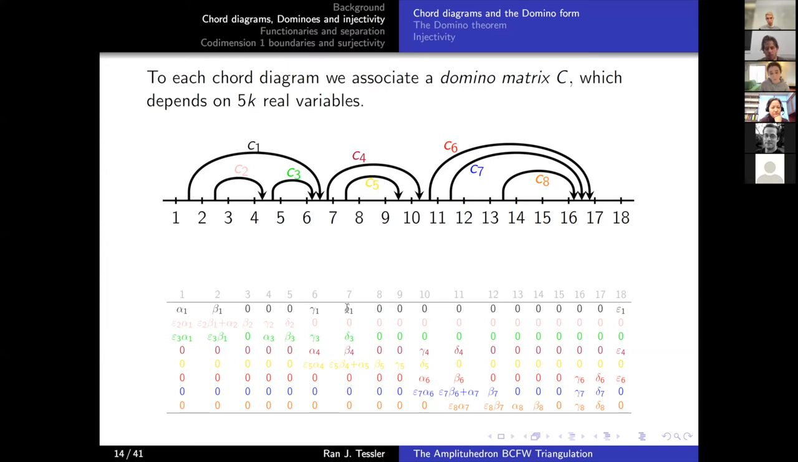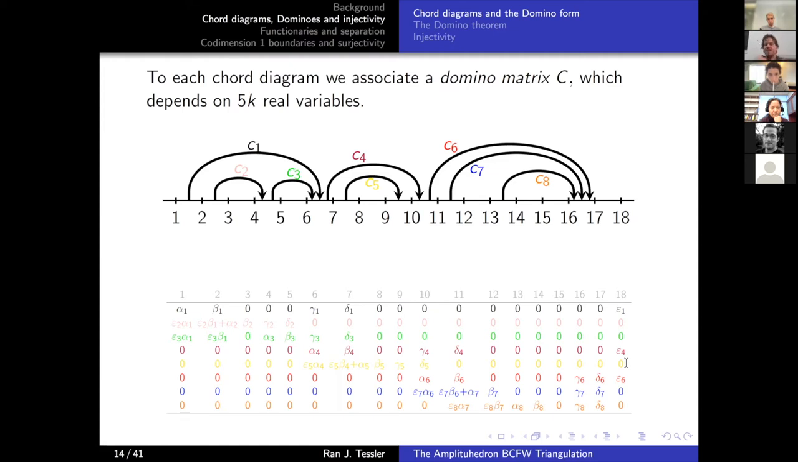If it is not a top chord, then actually there will be zero in the rightmost position. For example, look at C3. But we put epsilon times the domino of the parent. So for example, the parent of C3 is C1. So we put in the tail location 1, 2, epsilon 3, which is the epsilon which corresponds to the third chord, times the tail domino of C1, which is alpha 1, beta 1. So we have epsilon 3, alpha 1, and epsilon 3, beta 1.